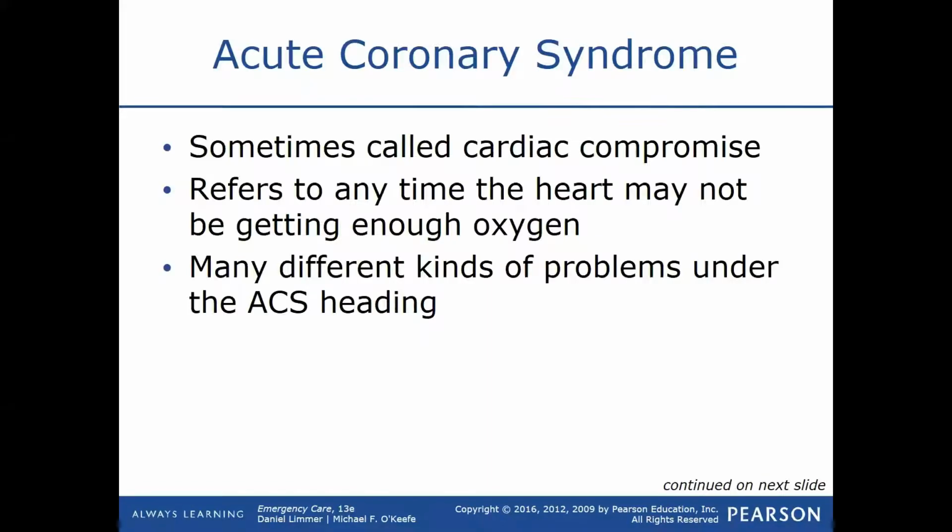Now, acute coronary syndrome is sometimes called cardiac compromise. It's pretty simple. Compromise means something's compromised, that it's not functioning how it should be functioning. That's one way to look at it. It refers to any time the heart may not be getting enough oxygen. We talked about that. The next bullet says many different kinds of problems fall under ACS.